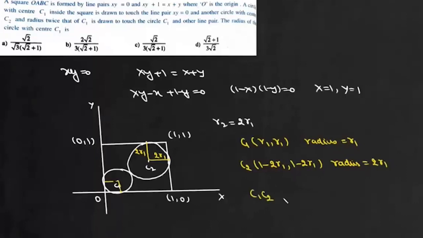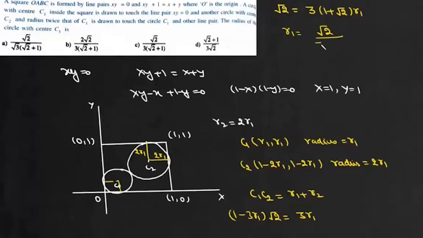Now since these two circles touch each other externally, we can write C1C2 equals r1 plus r2. Now C1C2 is (1 minus 3r1) root 2, and that will be equal to 3r1. Now we can simplify this to find the value of r1, which is your option C.